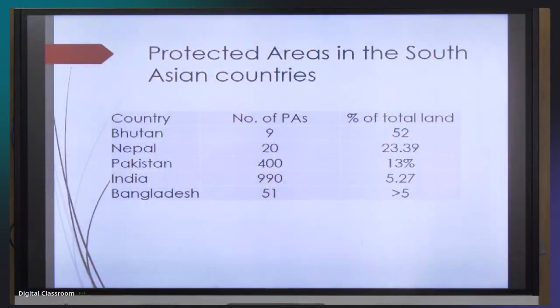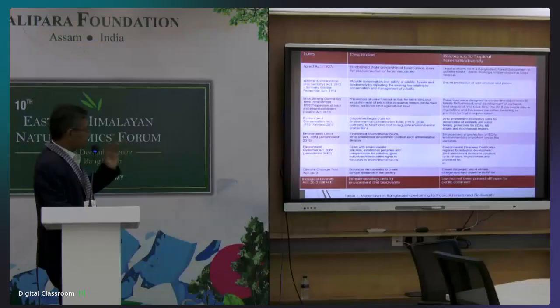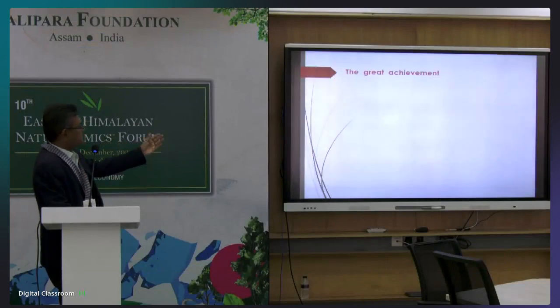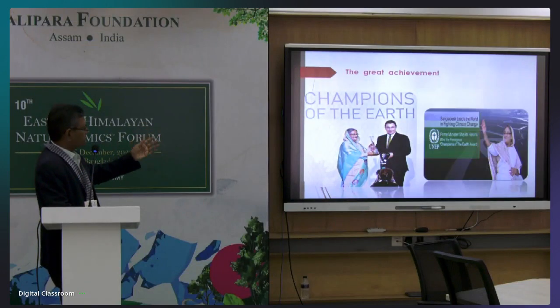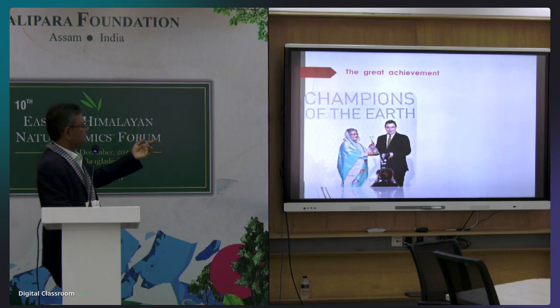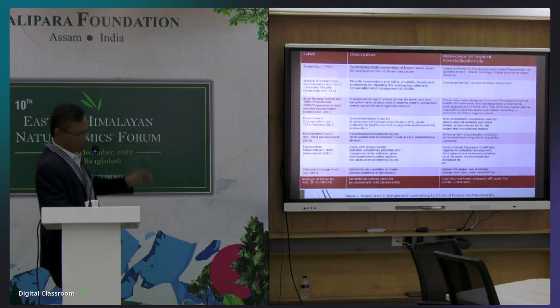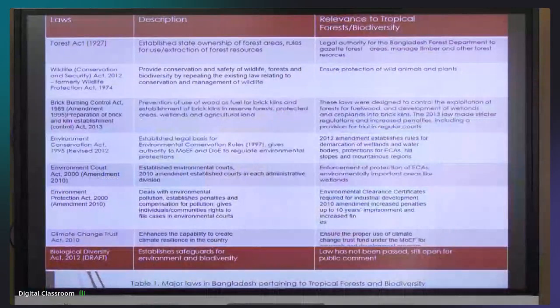Here we see that if we compare Bangladesh with other neighboring countries, we find that Bangladesh is the lowest in terms of percentage area under protection. So that should be increased. And these are some laws and initiatives that the government of Bangladesh has taken to improve the situation.